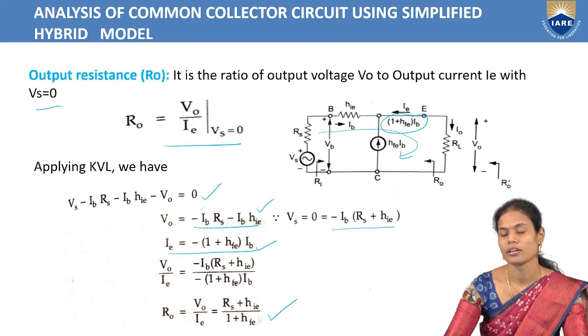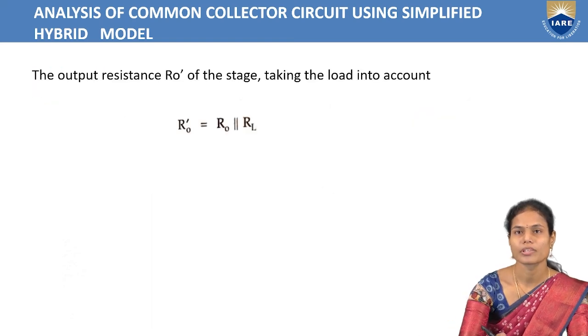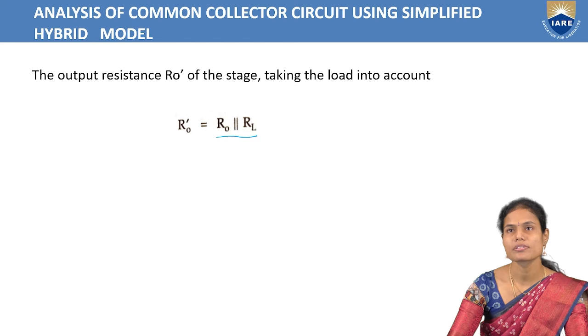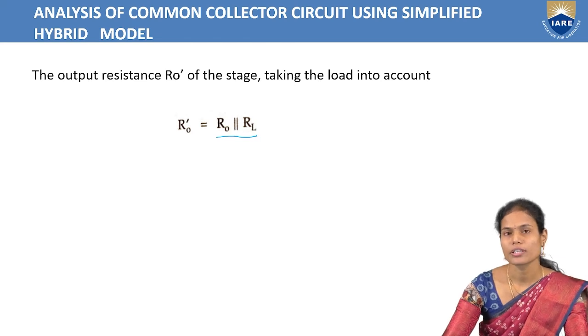For the total common collector amplifier, the total output resistance is the parallel combination of the R0 as well as the RL load resistance. So this is the approximate model for the common collector configuration.